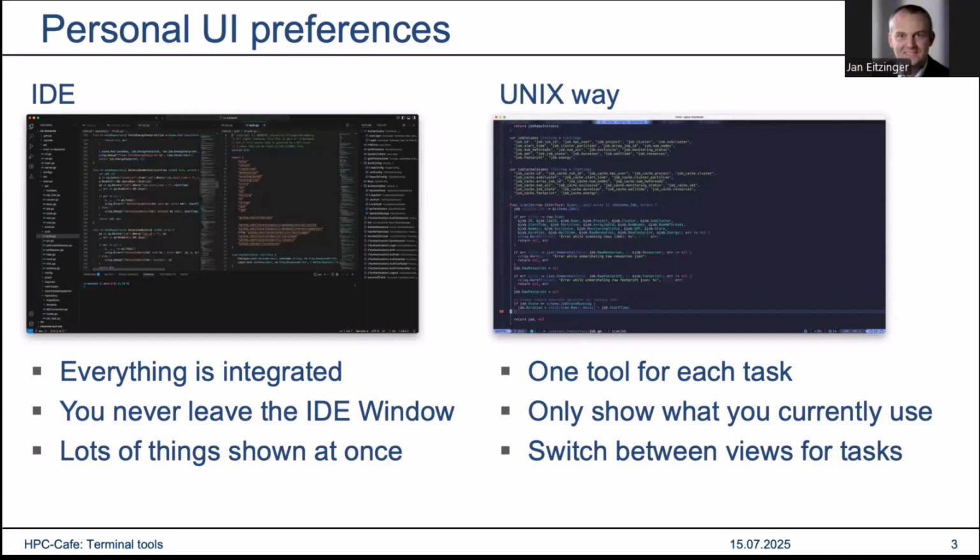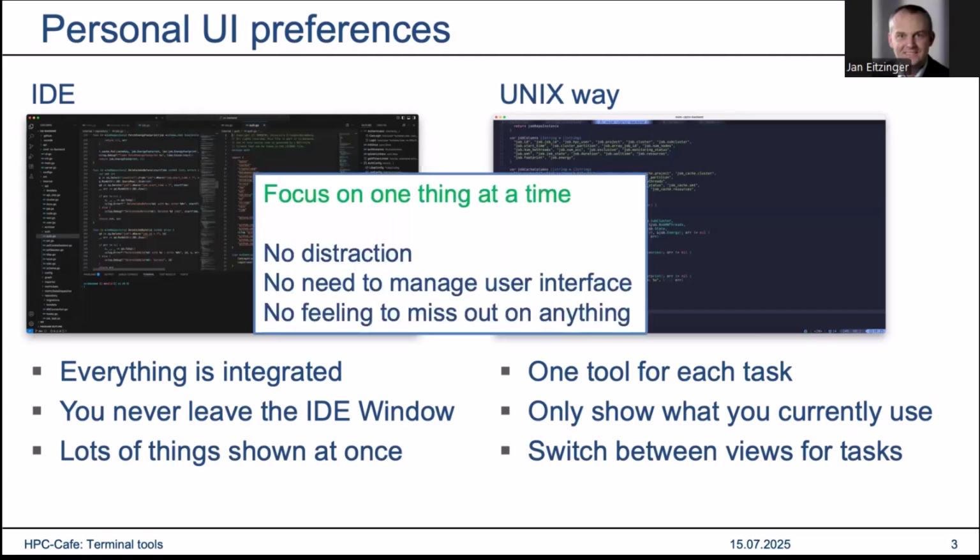And of course, lots of things are shown at once. I don't like that. What I prefer is I only want to see what I'm currently working on. I call this the Unix way. I don't know if this is the right term, but I prefer that I have one view and I just see only one thing. And I don't like that I need to switch between things. Therefore, my preference is to focus on one thing at a time.